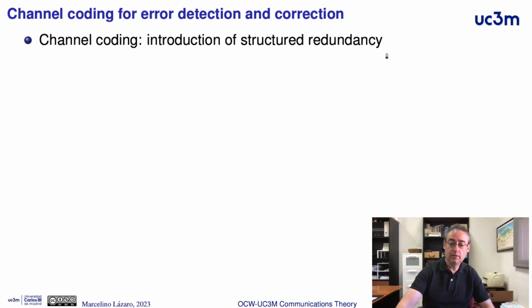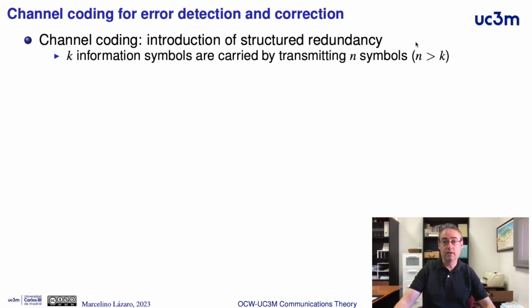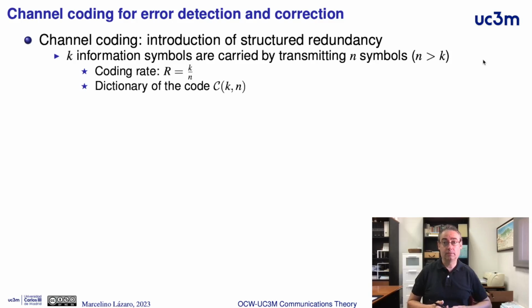And to do this, it is necessary to introduce some structured redundancy in the information that is transmitted. Usually, K information symbols are carried by transmitting N symbols. Obviously, N must be greater than K. And in this case, there is a coding rate. The coding rate is the ratio between K and N.